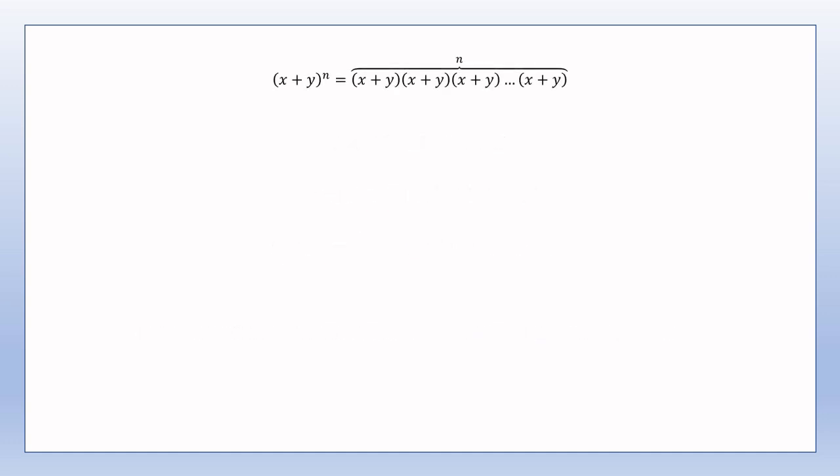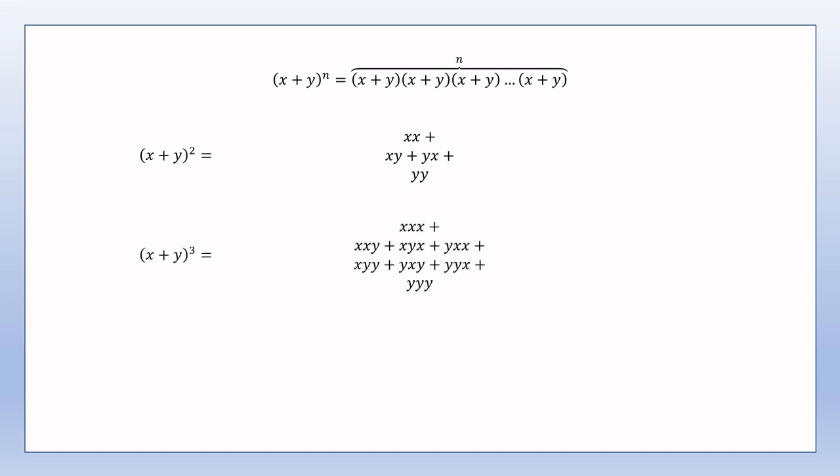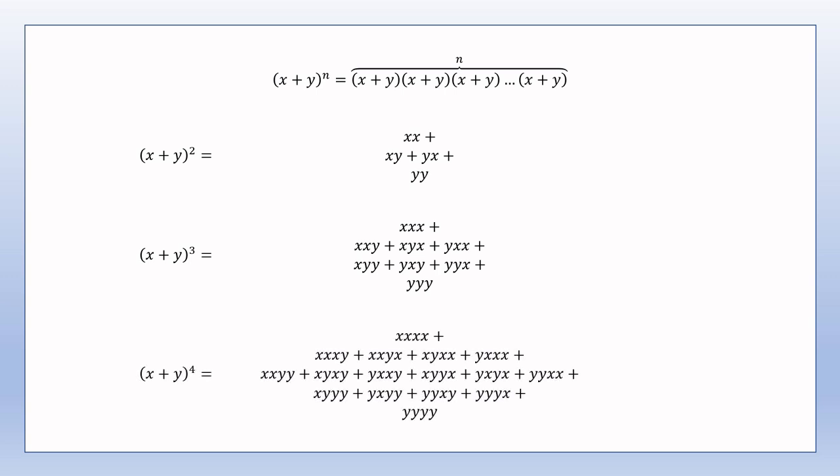Well, if we think of (x + y)^n as the product of n factors of (x + y) as shown, then notice that when we expand the expressions, (x + y)^2 for example, we can write this in an unsimplified form as xx + xy + yx + yy. We can write the expansion of (x + y)^3 as shown, xxx + xxy + xyx and so on. And for (x + y)^4, xxxx, xxxy, and so on.